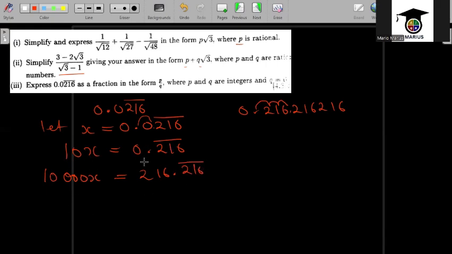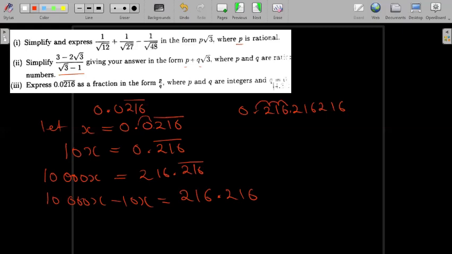Now I subtract this part where there's the bar, because I know, look here, if you subtract these two parts, they'll cancel out completely. So here you can say your 10,000x minus 10x should be equal, then you have your bar like that. Okay, then this minus, you subtract the 0.216 and your bar.